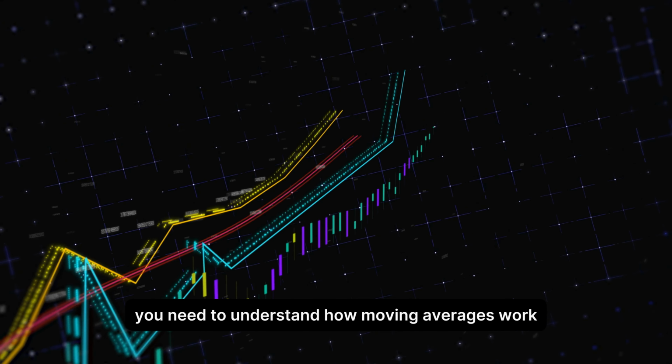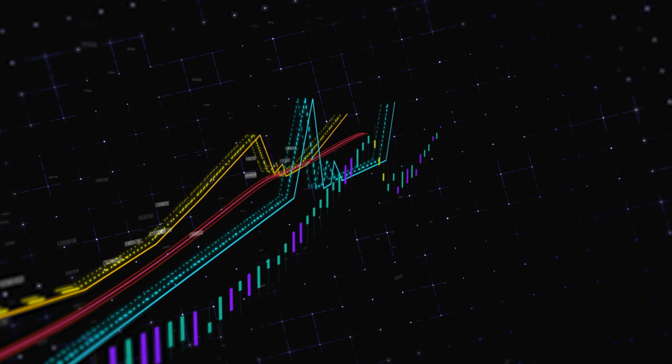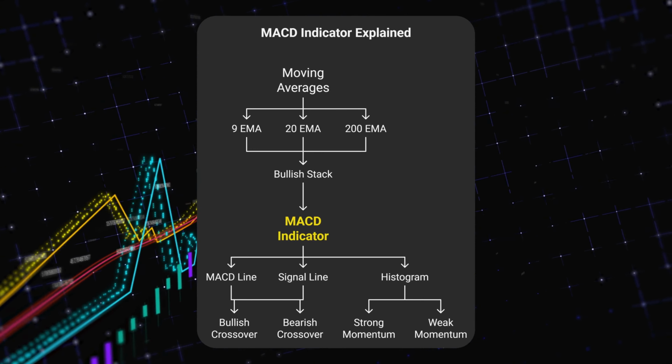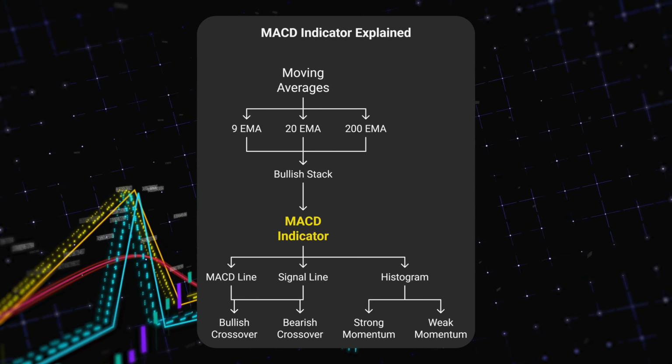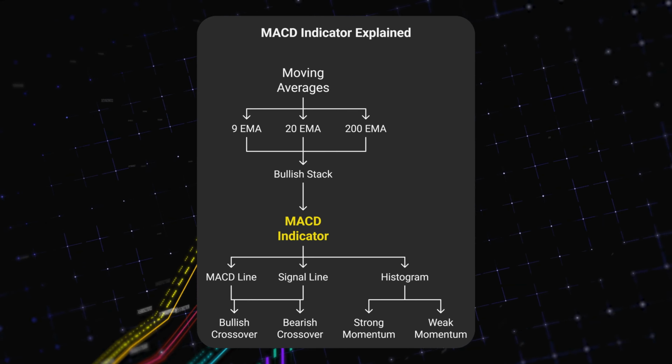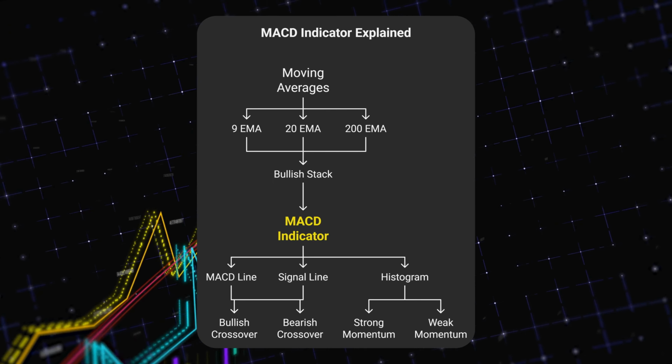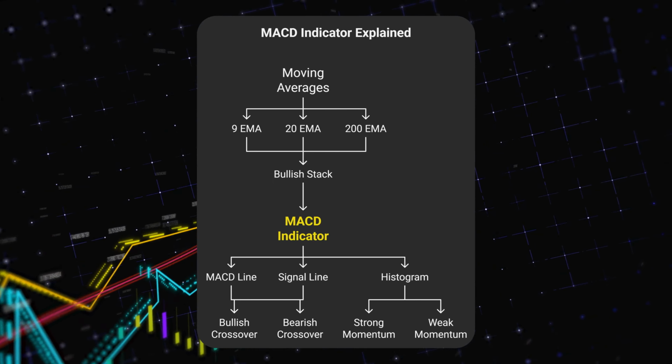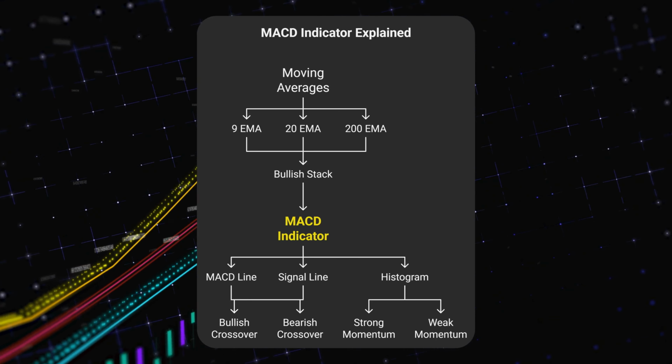But first, you need to understand how moving averages work. Moving averages track the average price of an asset over a specific period, smoothing out short-term volatility to reveal the underlying trend. The key lies in their speed. Shorter-term averages react quickly to price changes, while longer-term ones lag but provide broader context.